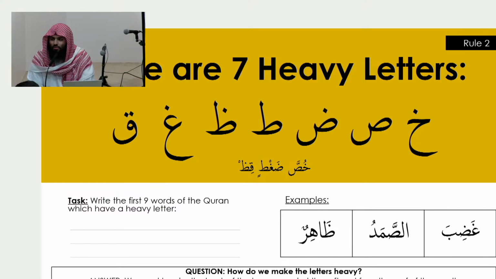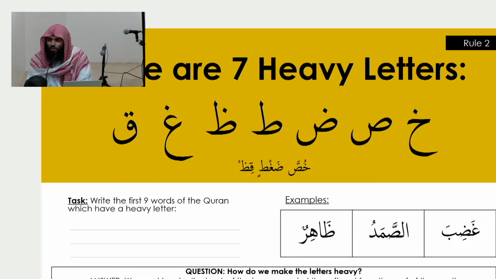We took the first set of letters, which are known as the heavy letters, or they are also known as the full mouth letters. So these are letters where they are pronounced by the back of your tongue, going to the top, the roof of the mouth, and they are pronounced in a heavy fashion. So for example, the first letter is kha. So you don't say kha, you say kha. The next is sad. Then dad, ta, dha, ghain, qaf. So we went through these letters and I explained them as well and how to pronounce them.